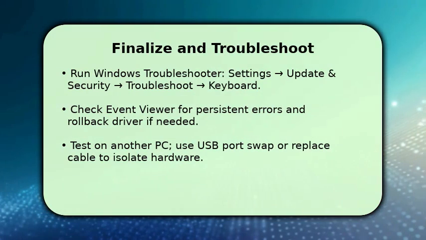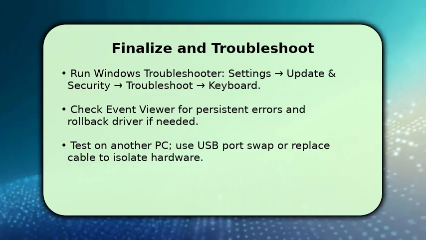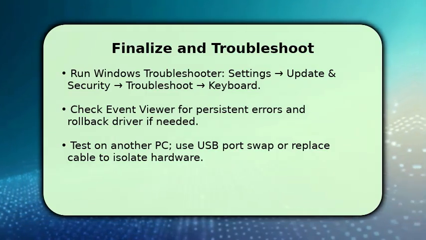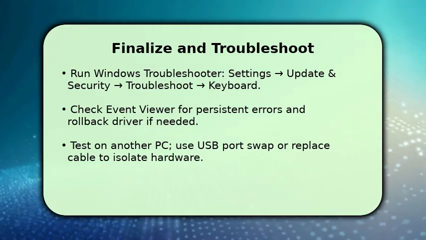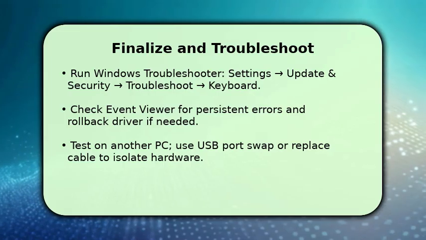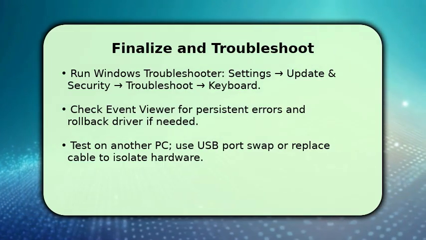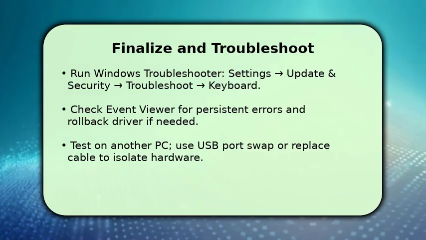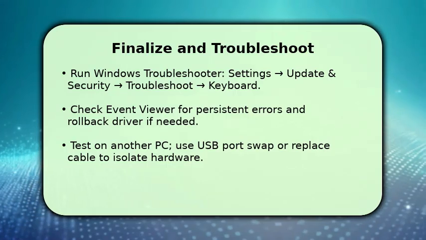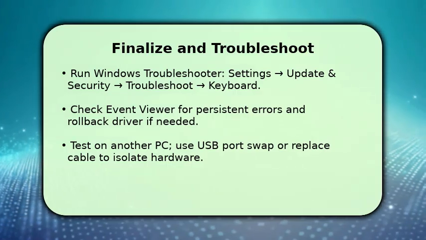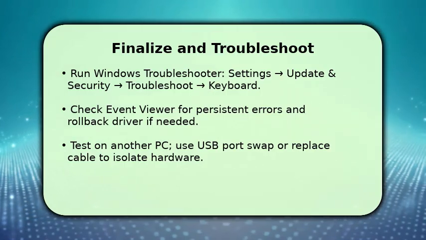You finish by confirming the fix and preparing a fallback. Run the Windows Keyboard Troubleshooter to apply common fixes automatically, then review Event Viewer under System for persistent driver errors and note any repeat codes. If problems persist, roll back the driver in Device Manager or test the keyboard on another machine to rule out hardware. One key troubleshooting tip: swap USB ports or cables before buying parts. Many so-called driver errors are actually intermittent connection faults.